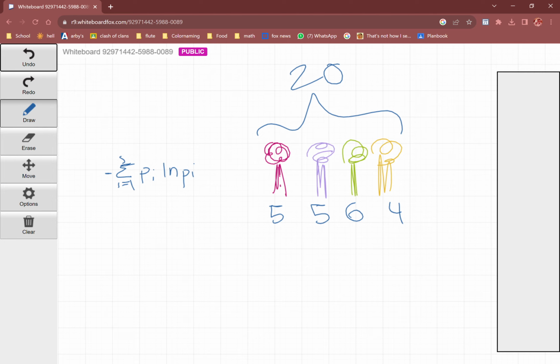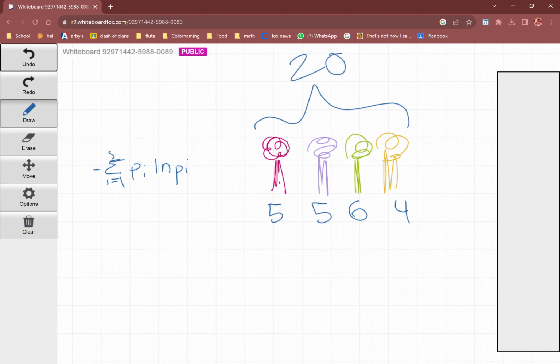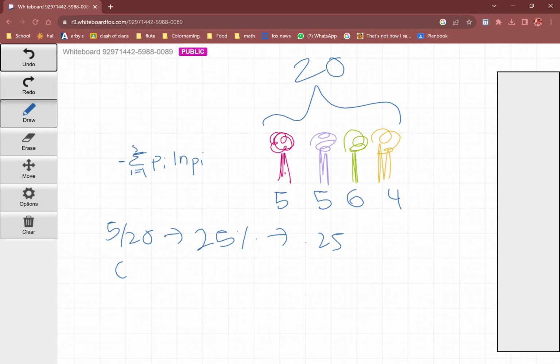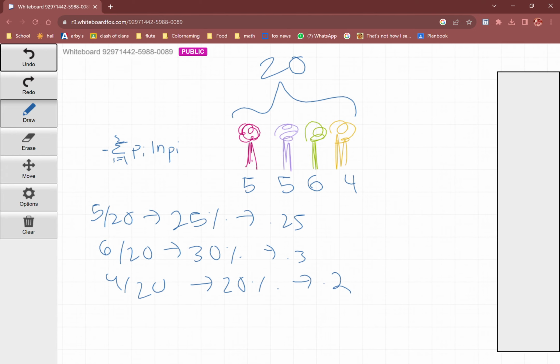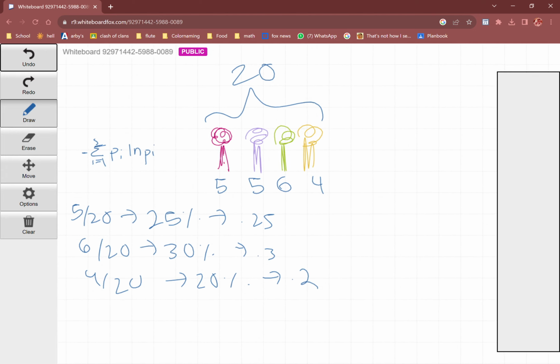First thing I want to do to find p of i is find my percentages. So if I have 5 out of 20 red trees, that means 25% of my forest is red trees, which is 0.25. This applies for purple trees as well. If I have 6 out of 20, that's 30%, 0.3. 4 out of 20, 20%, goes to 0.2, right?